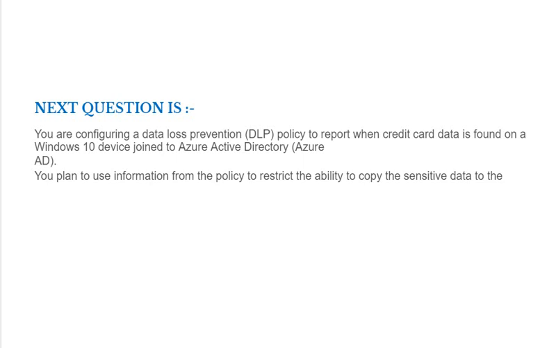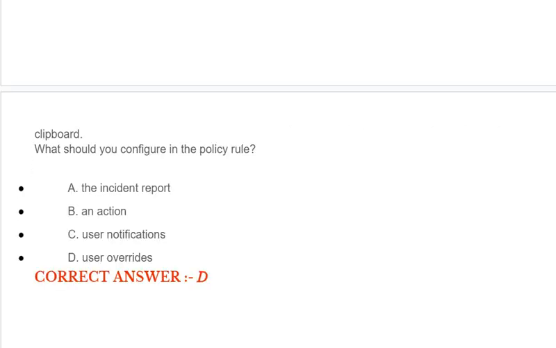Next question is, you are configuring a data loss prevention DLP policy to report when credit card data is found on a Windows 10 device joined to Azure Active Directory Azure AD. You plan to use information from the policy to restrict the ability to copy the sensitive data to the clipboard. What should you configure in the policy rule? Option A, the incident report. Option B, an action. Option C, user notifications. Option D, user overrides. Correct answer is option D.